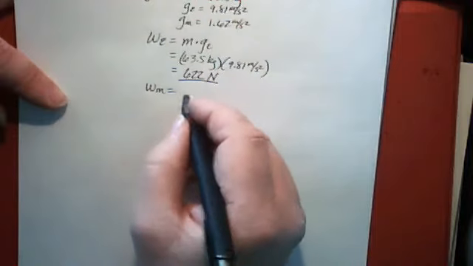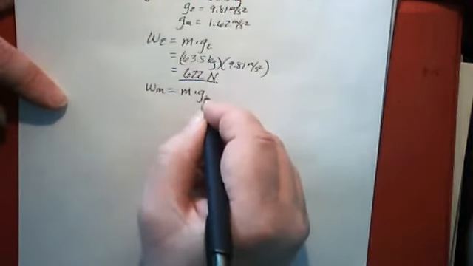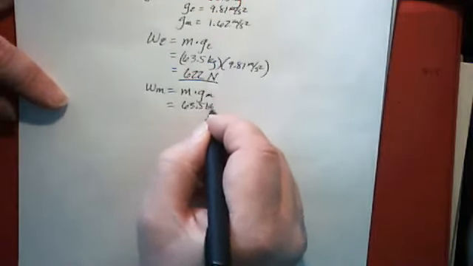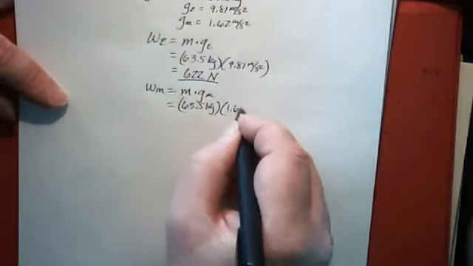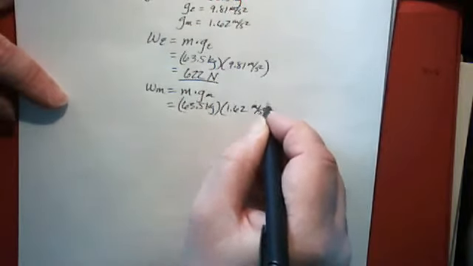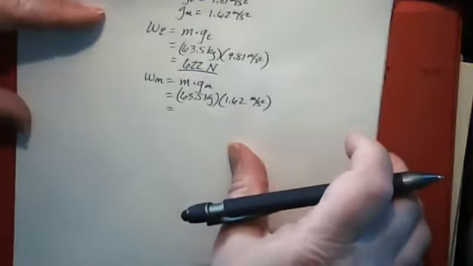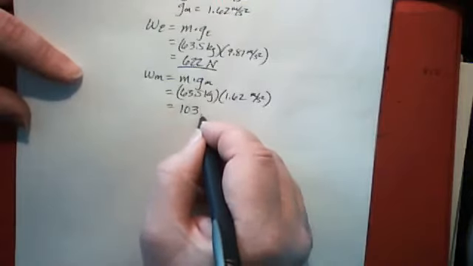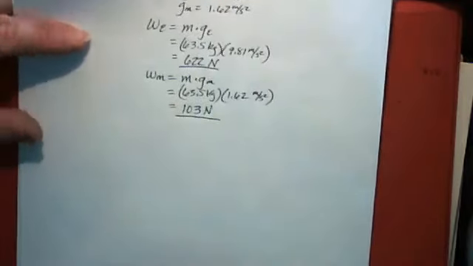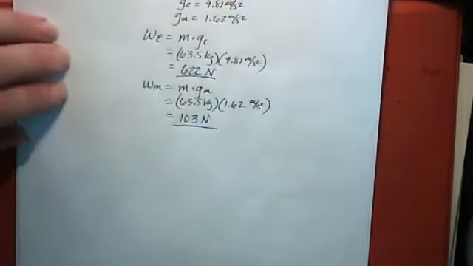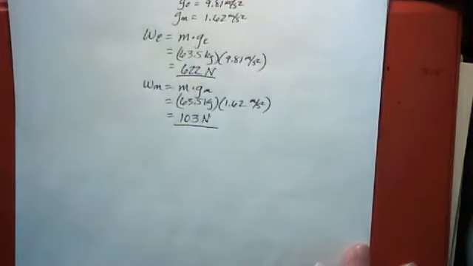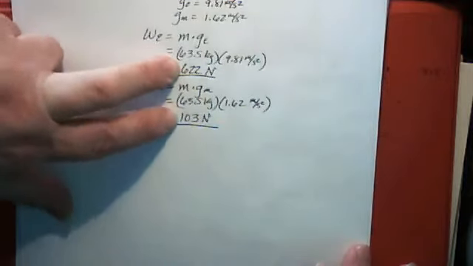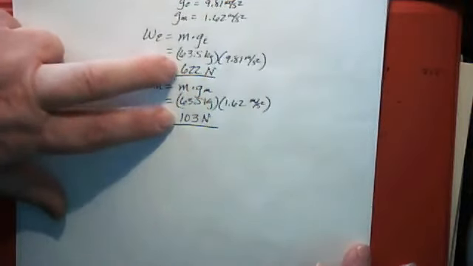The weight on the moon is going to be mass times gravity on the moon, and that's going to be 63.5 kilograms times 1.62 meters per second squared. And that will be 103, rounded off to 3 significant figures, newtons. So, I've been saying that gravity on the moon is about 1/6 what it is on Earth. And so, as you can see, the object's weight would be about 1/6 on the moon what it is on Earth.